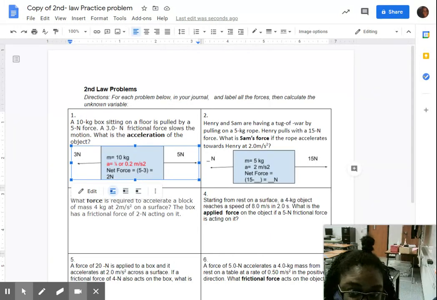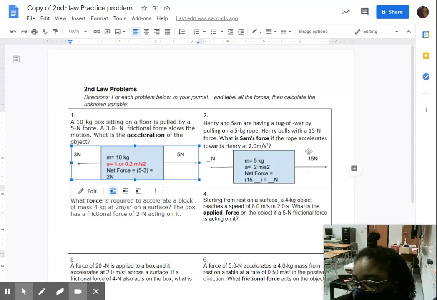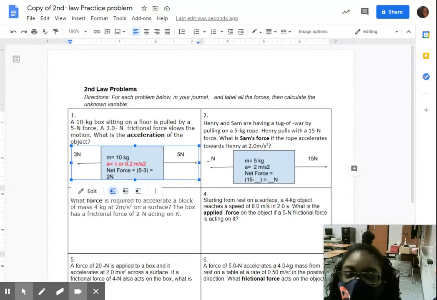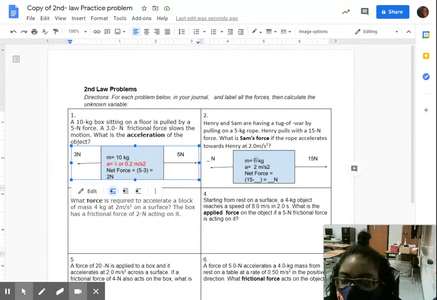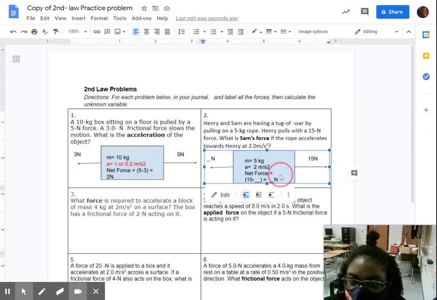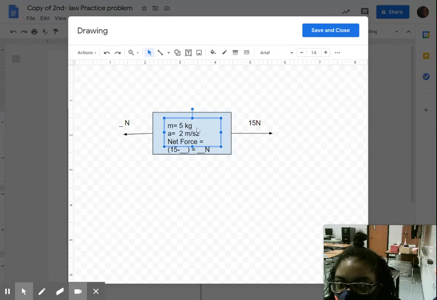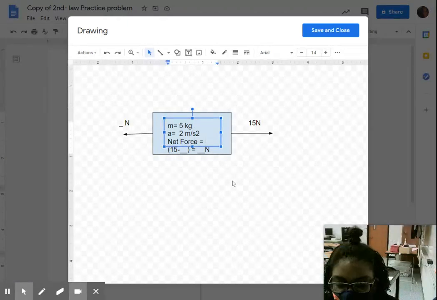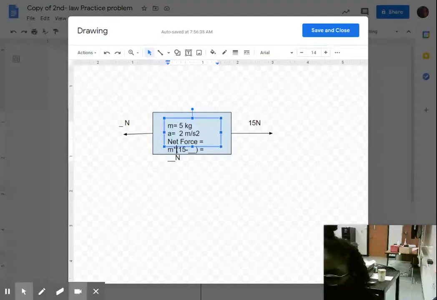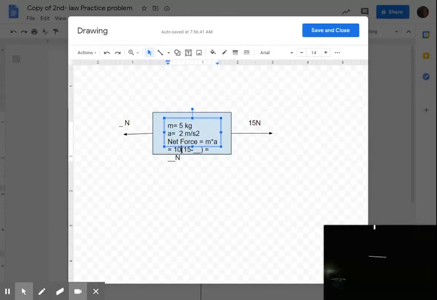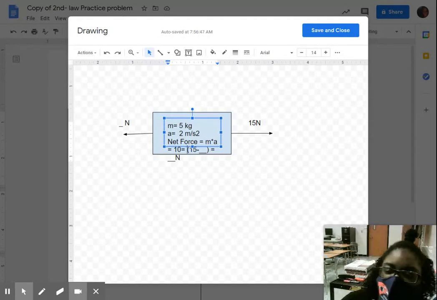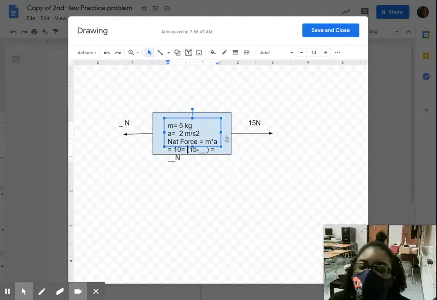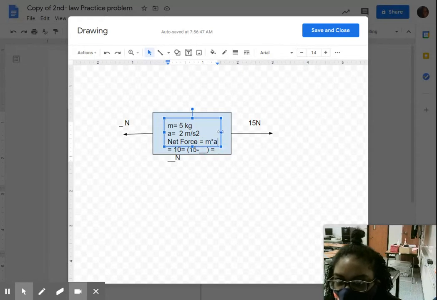Well, if the rope is going towards Henry, it almost feels like he has the bigger force. Okay, so before we go there, let's try to solve for Sam's force. We have the mass, we have the acceleration. So we know in order to solve for force, it's mass times acceleration, which is 10. So that means that 10 is our net force. That is the overall force that is happening on the rope.